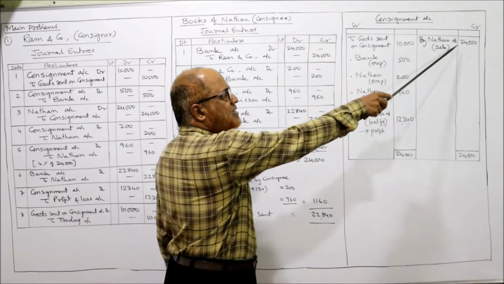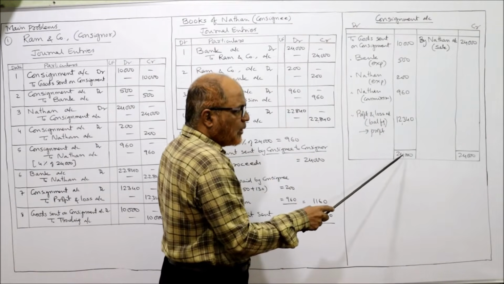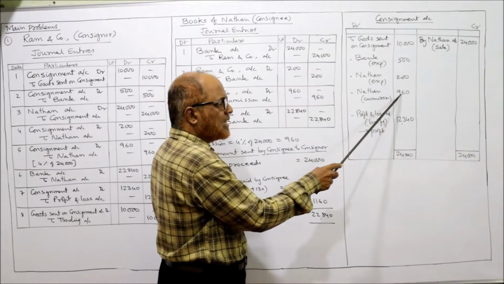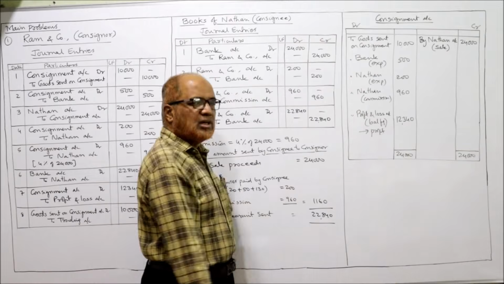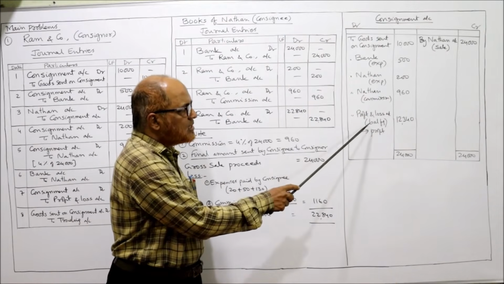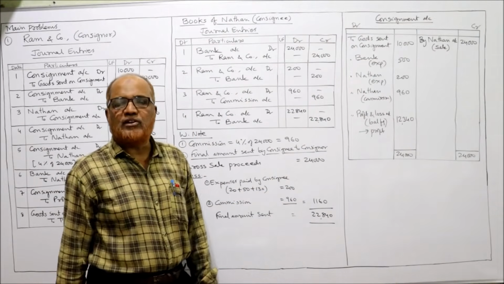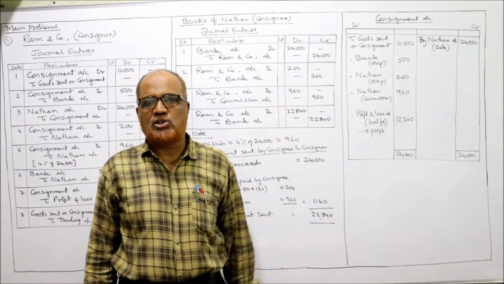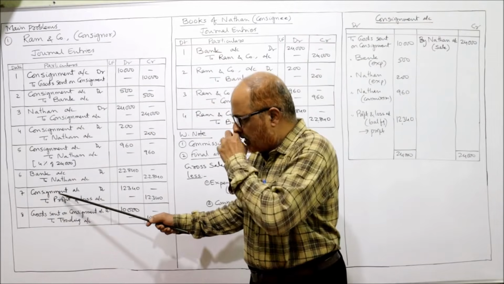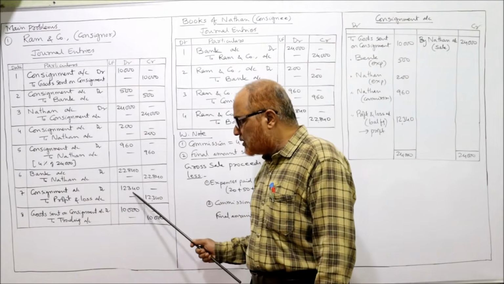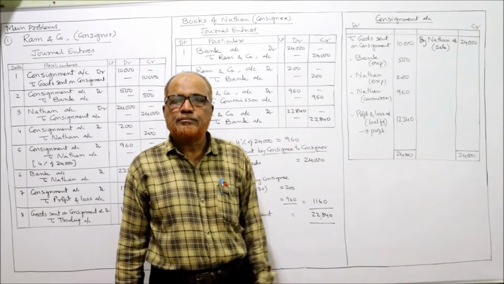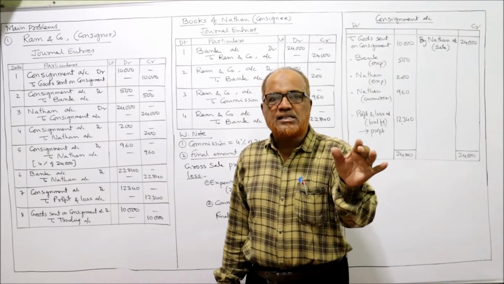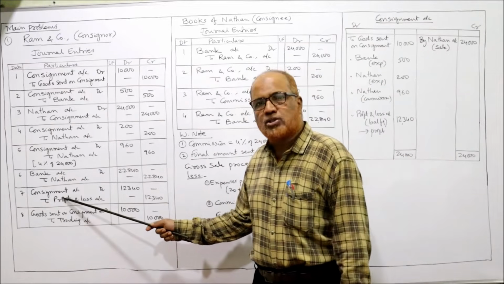Now take the total on the credit side, 24,000. From 24,000 deduct 10,000, minus 500, minus 200, minus 960. The balance is 12,340. This 12,340 is the profit. The entry for profit is consignment account debit to profit and loss account 12,340. Being the profit on consignment transferred to profit and loss account.